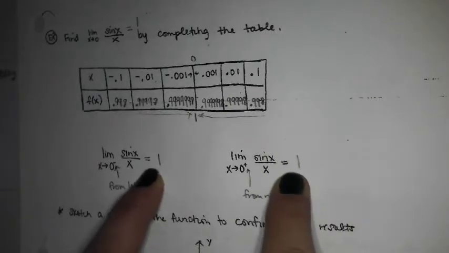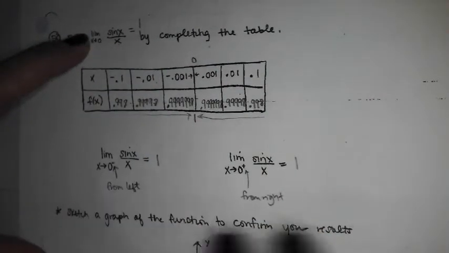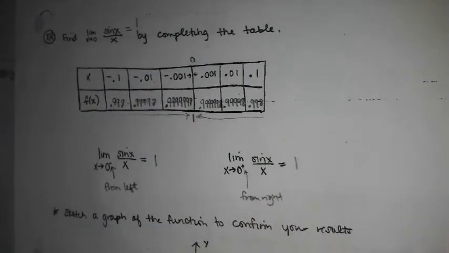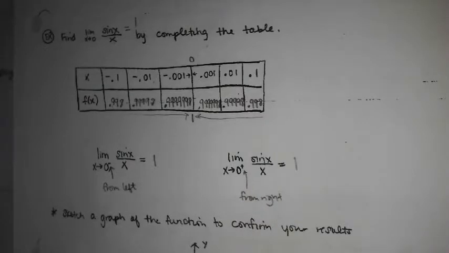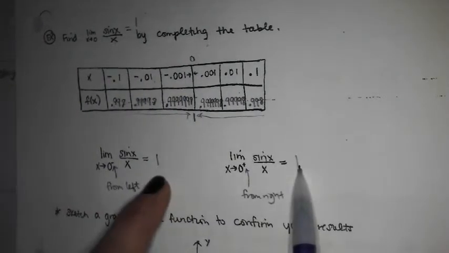If the two match, does the overall limit exist? So we'll talk about the limit from the left, we'll talk about the limit from the right, and then we'll talk about the overall limit as we approach that number of the entire function, and that will only exist if these are the same. Okay?